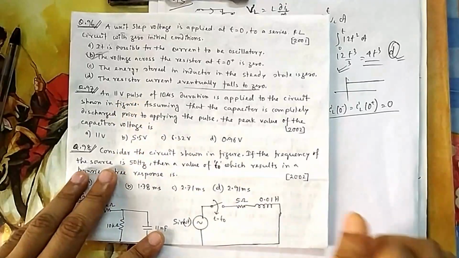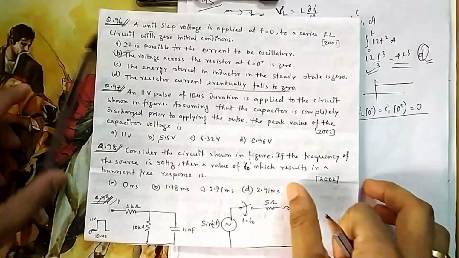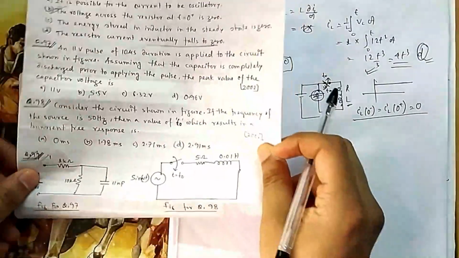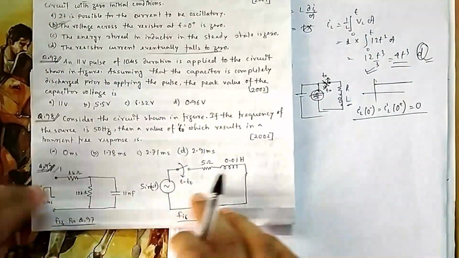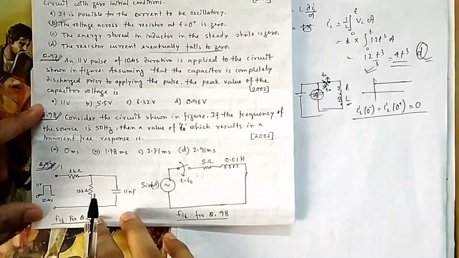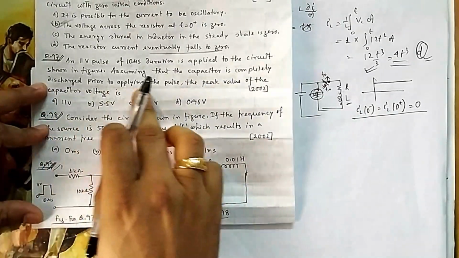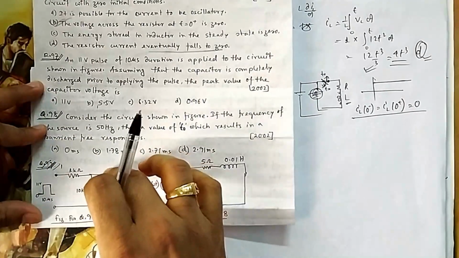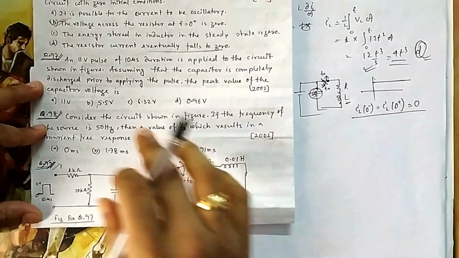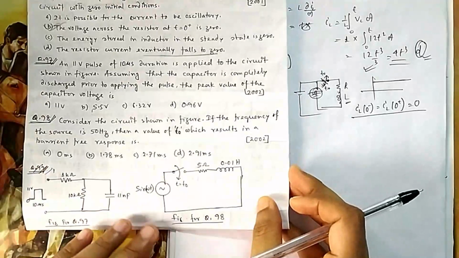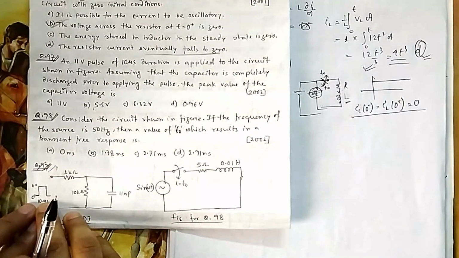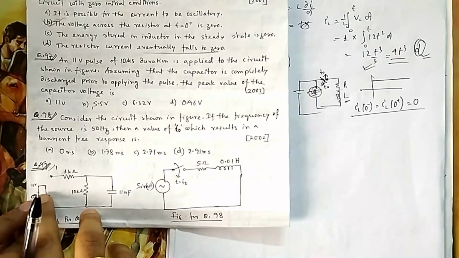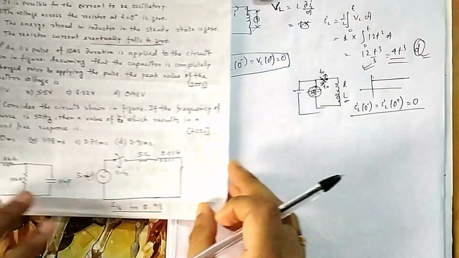An 11 volt pulse of 10 microsecond duration is applied to a circuit as shown in the figure. This figure is here. For 97 the figure is here, for 98 the figure is here. The capacitor is completely discharged prior to giving the pulse. They are asking for the peak value of the capacitor voltage. So suppose you forget about the stopping at 10 microseconds, and suppose 11 volt is given and continuously going on.